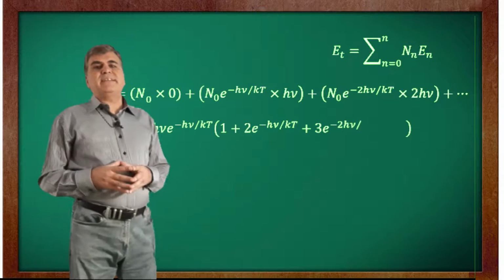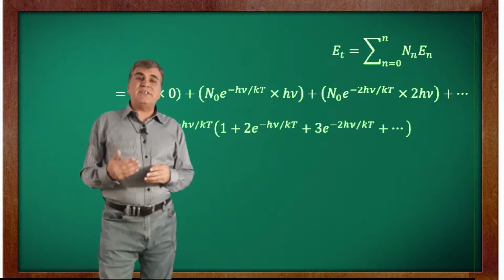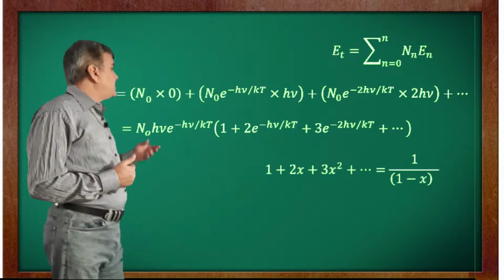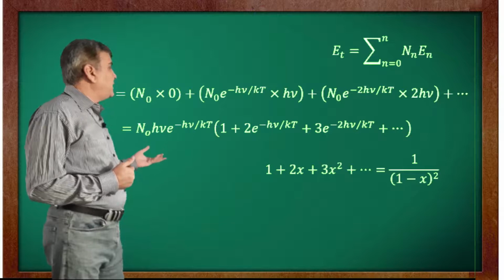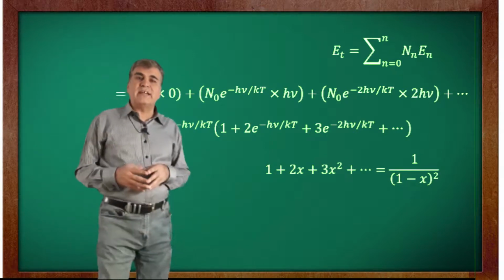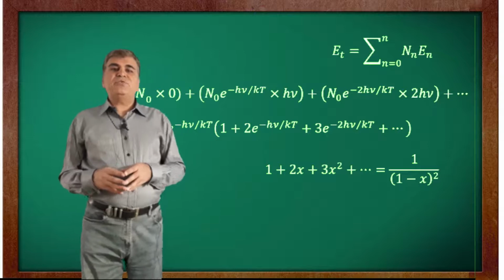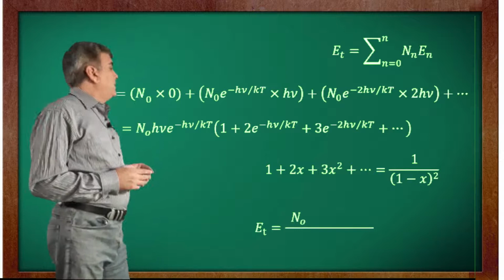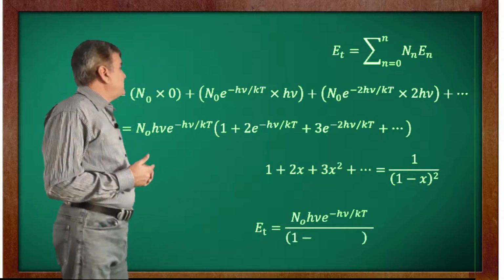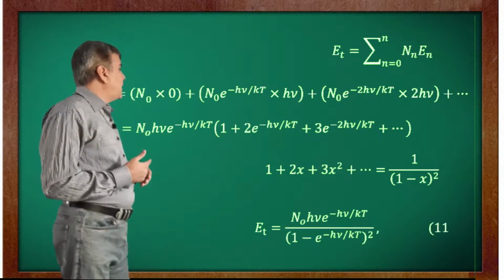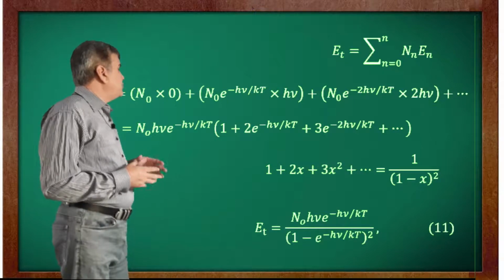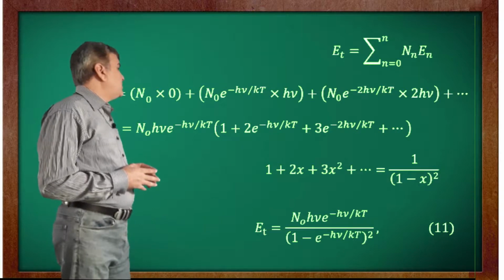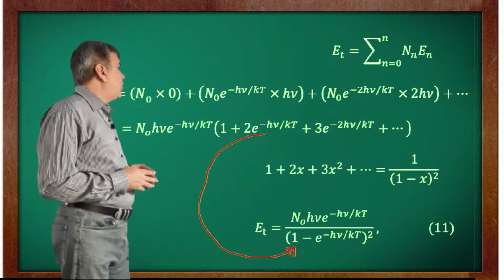The sum of the terms inside the bracket is in fact a series expansion of the form 1 plus 2 times x plus 3 times x squared, and so on, equals 1 over (1 minus x) whole squared. With this substitution, the relation for total energy becomes E equals N sub naught times h times nu times exponent minus h nu over kT divided by (1 minus exponent minus h nu over kT) whole squared.